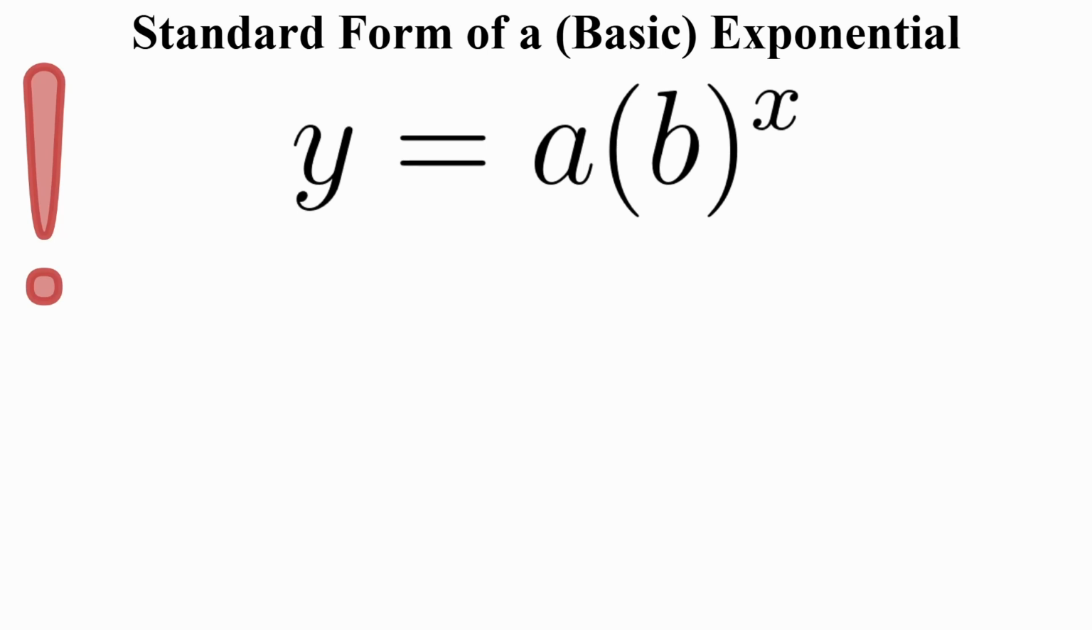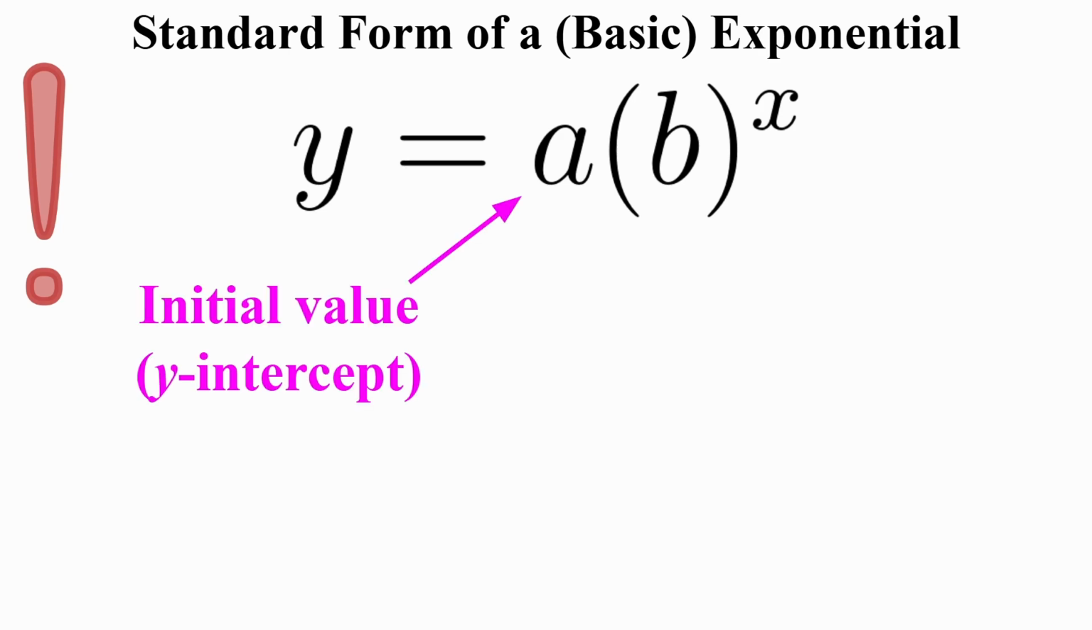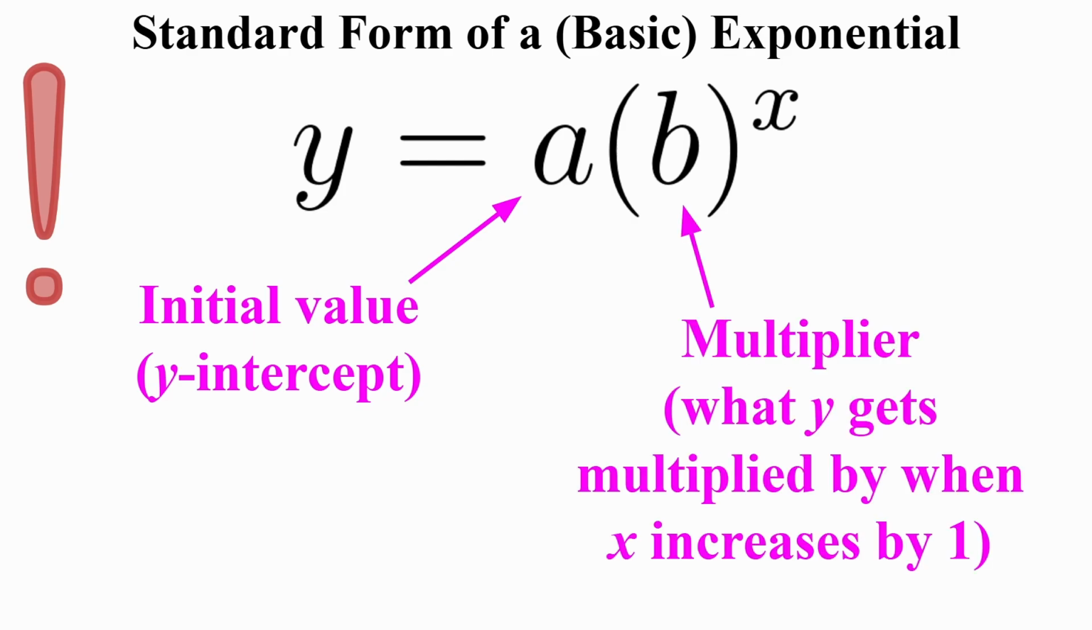Okay, so the standard form of what I call a basic exponential shows up all the time on the SAT. It is y equals a times b to the x. A is the initial value, which we also call the y-intercept. And b is the multiplier. This essentially just tells us what y gets multiplied by when x goes up by 1.